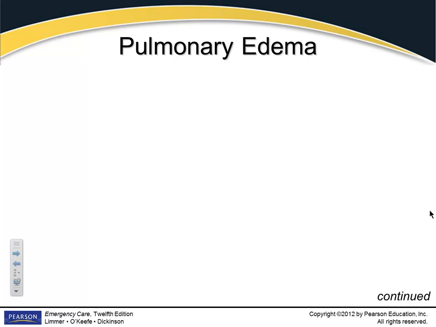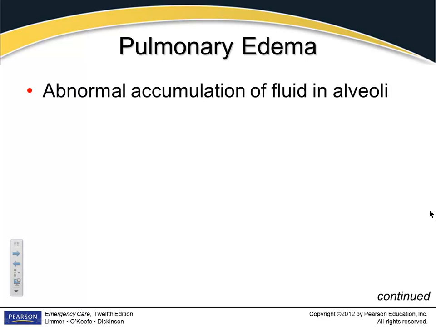Pulmonary edema. We know pulmonary is lungs. Edema is what? Fluid, yeah. Fluid in the lungs or swelling. So with pulmonary edema, we've got an abnormal accumulation of fluid in the lungs, particularly around the alveoli.